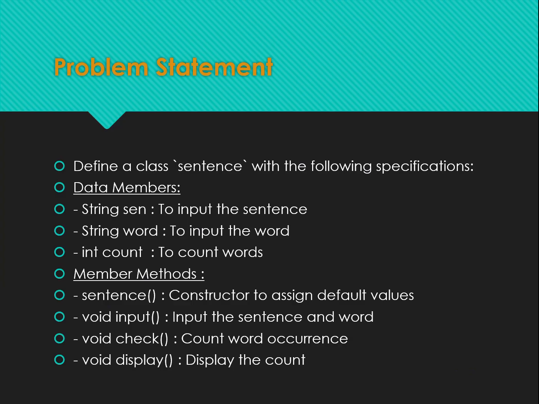Let's begin with the problem statement. We need to define a class named Sentence with specific data members and methods. The data members of the class include a string variable sent to store the sentence, a string variable word to store the word to be searched, and an integer count to store the number of occurrences. The class contains 4 methods: a constructor to initialize values, an input method to get user input, a check method to count occurrences, and a display method to show the result.